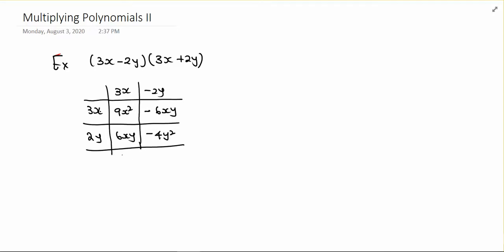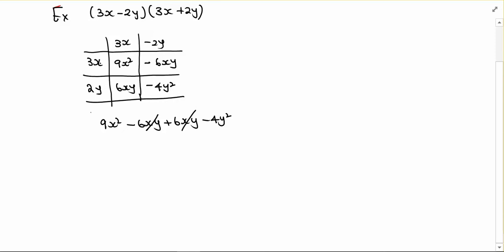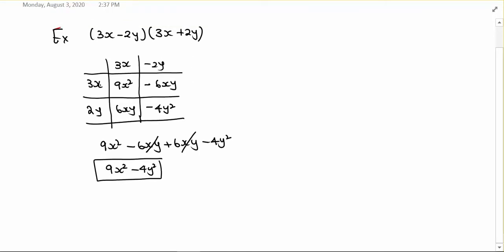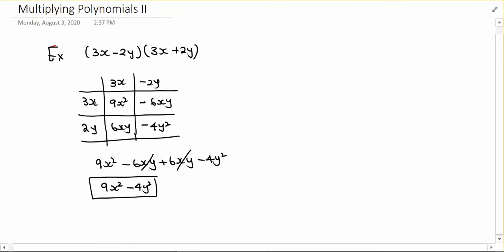And so you could add right here in the box itself, or you could write your results down and then add them. So these are my results, sort of the intermediate step. And then you can cancel these because they're like terms. One's plus 6 and one's minus 6. And you end up getting 9x squared minus 4y squared. And yes, in this particular case, this is a very special problem. You'll see this later on as well. But in this particular case, it works out that you could just take the first and the last, and that would be your answer when you multiply them.